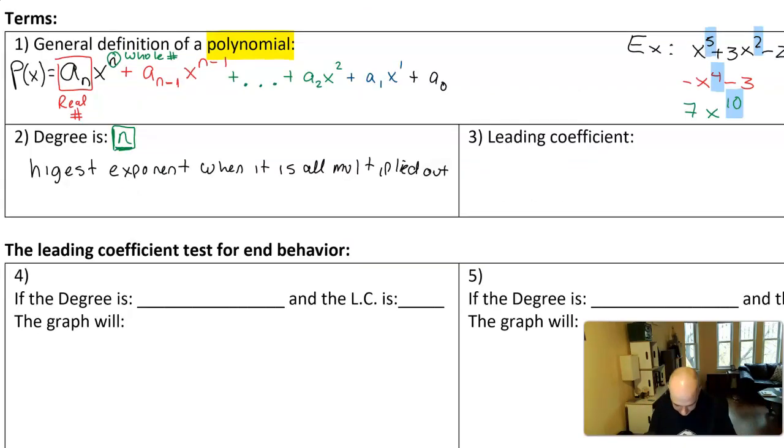We also say that the leading coefficient is that a sub n value, and that is, of course, the coefficient of the highest exponent term when it's all multiplied out. And importantly, the most important thing about a_n is deciding, is this positive or negative? That's going to really affect the shape of the graph, whether that's opening up or down.